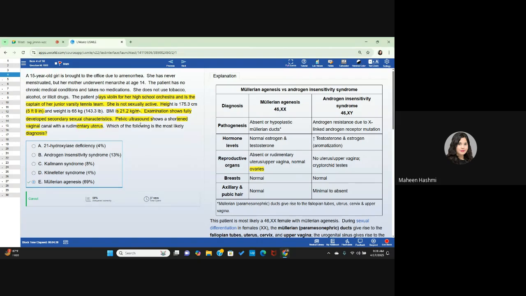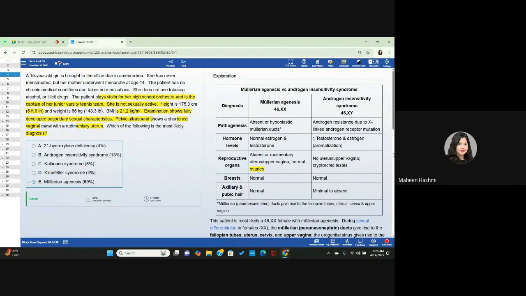How are you going to assess whether it's Mullerian agenesis or androgen insensitivity? What test will you do first? We should look first for the presence of ovaries, but the ovaries are absent in androgen insensitivity.